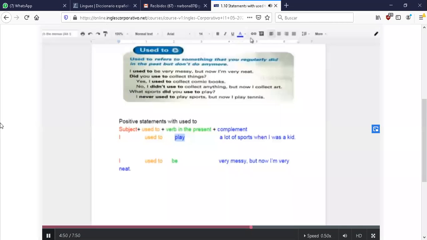Verb in the present tense, and then we have some sort of complement at the end.